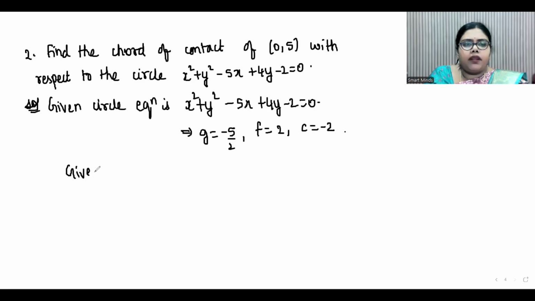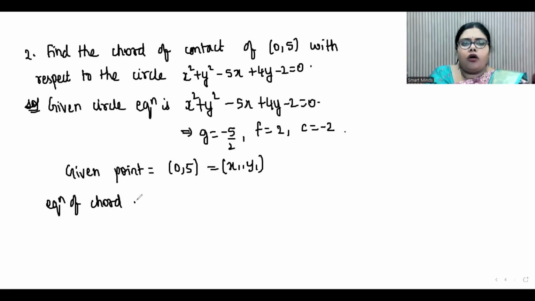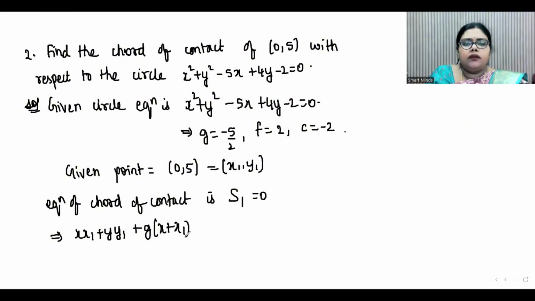And what is the given point? Given point is (0, 5). Let us take this as (x1, y1). Now, whenever they ask you to find the equation of the chord of contact, its formula is S1 is equal to 0. S1 means x x1 plus y y1 plus g into (x plus x1) plus f into (y plus y1) plus c is equal to 0. This is the formula whenever S1 is given.